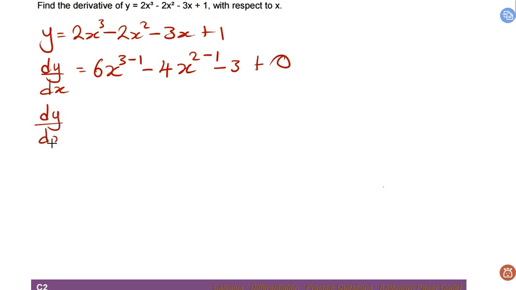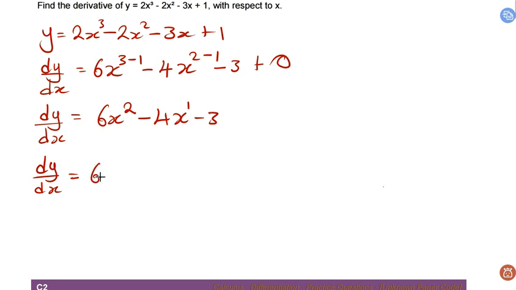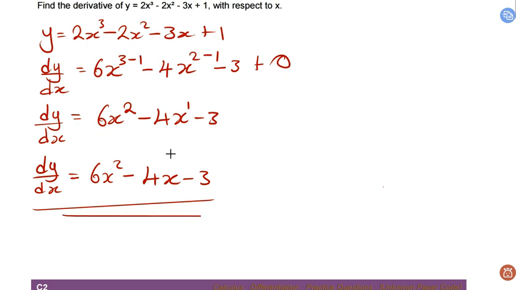Therefore you say dy over dx will be equal to 6x to the power 3 minus 1, that's a 2, minus 4x to the power 1, minus 3 plus 0, which is just okay. So we're going to say dy over dx will be equal to 6x squared minus 4x minus 3. So this is your differentiation with this kind of question. Now you might be surprised, like, how is it possible for me to differentiate in this manner? So you just have to know this formula.